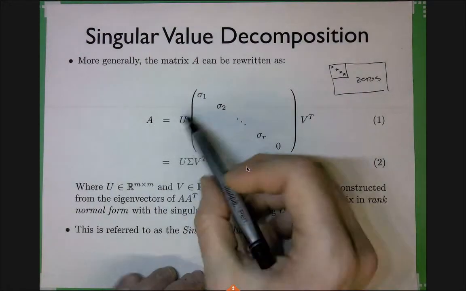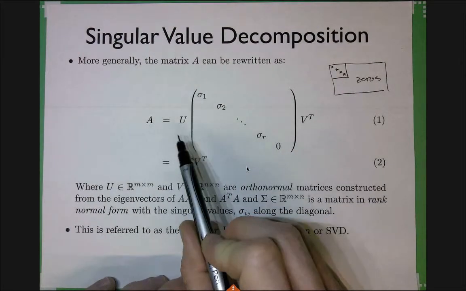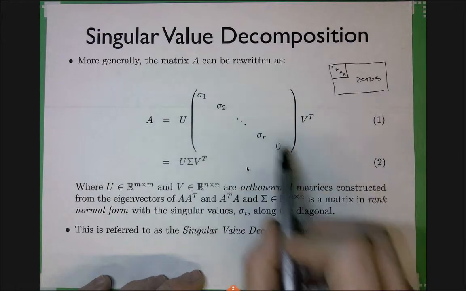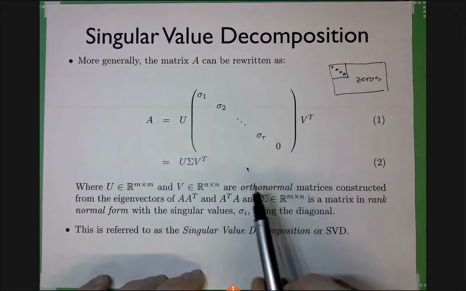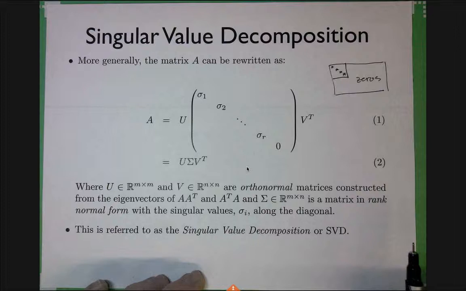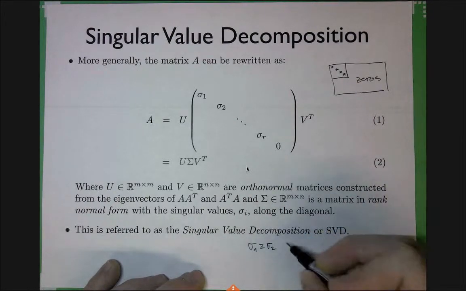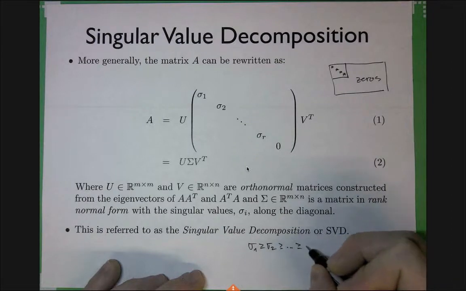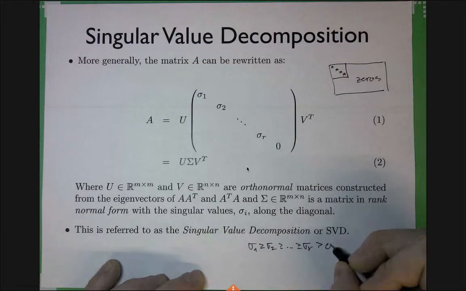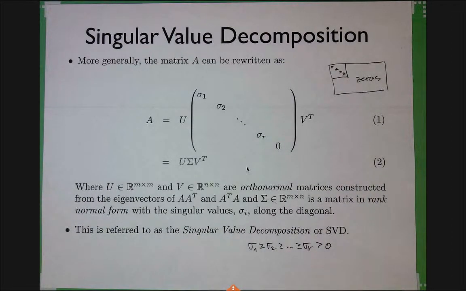Moreover, because I can do any permutation of the columns of U and V, I can essentially permute these in any way I want. So the usual convention is that I permute it in such a way that sigma 1 is greater or equal to sigma 2, and so on up to sigma r, where sigma r is strictly non-zero. So this is how you can derive a singular value decomposition.